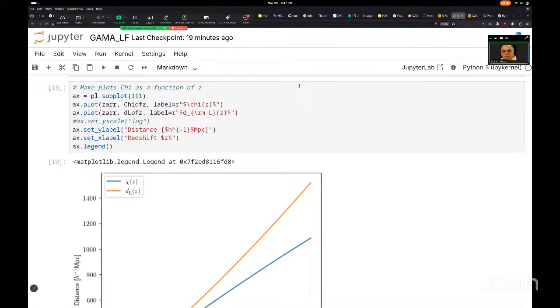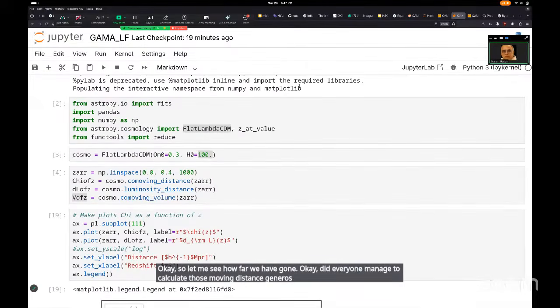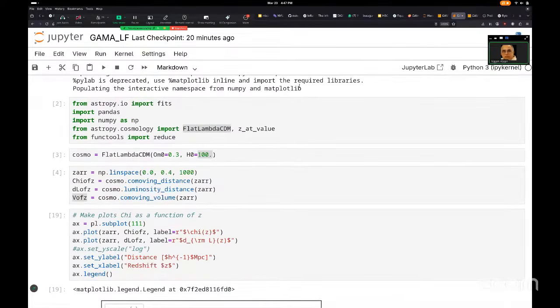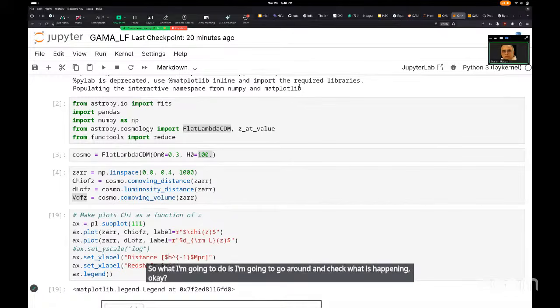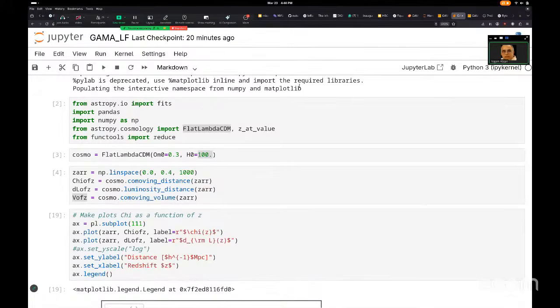Okay, so let me see how far we have got. Did everyone manage to calculate those comoving distance, luminosity distance, V of z? How many could do that? Zero. Okay, one. Please. Okay, so what I'm going to do is go around and check what is happening. Yes, two. Very good. Do you need help or are you done?